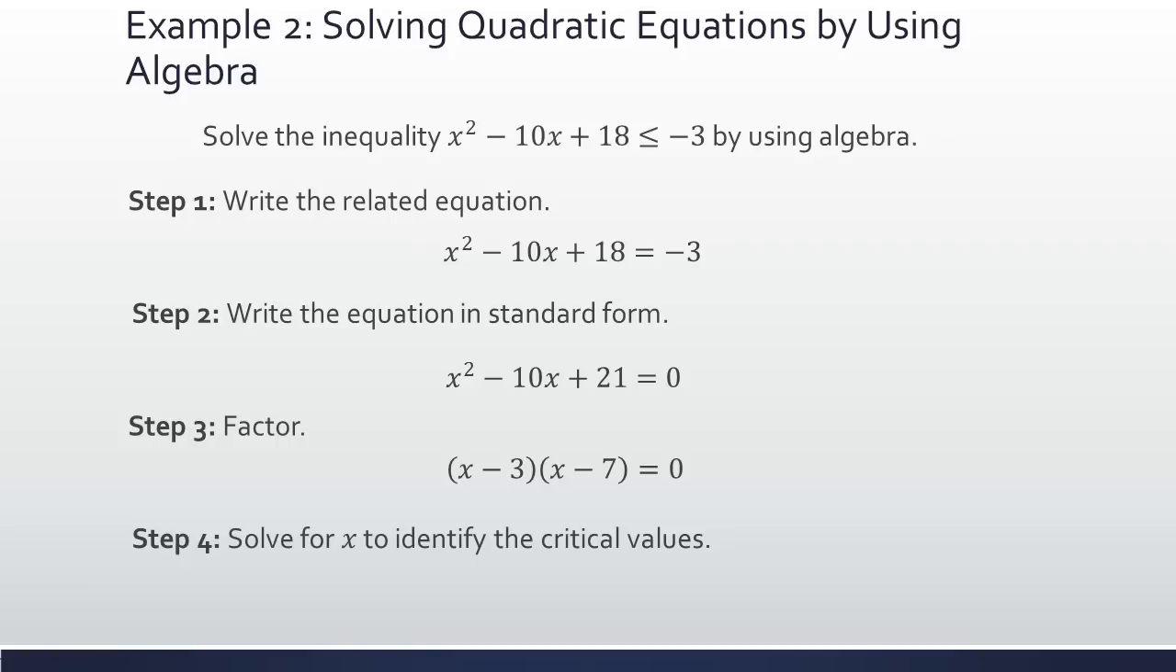We call these the critical values. When you're dealing with inequalities, those are the critical values. So x minus 3 equals 0 and x minus 7 equals 0. Solve for x in both equations, you get x equals 3 or x equals 7.